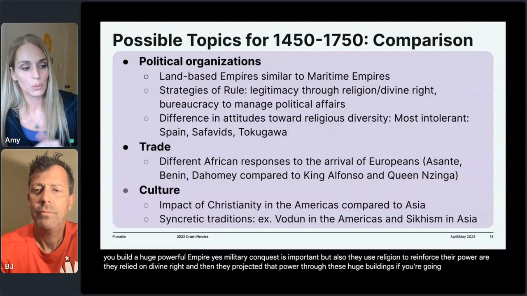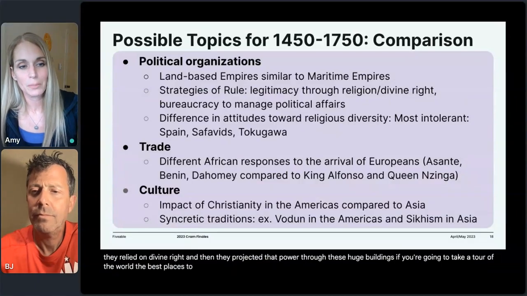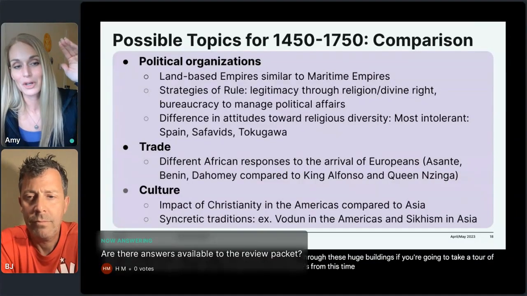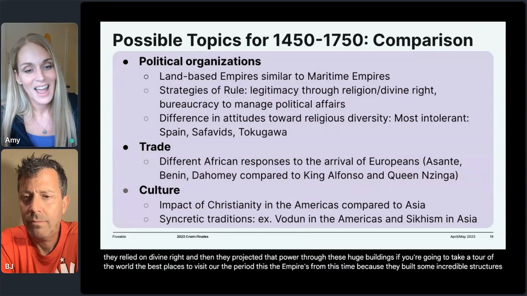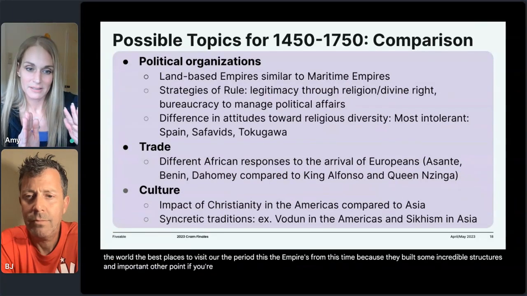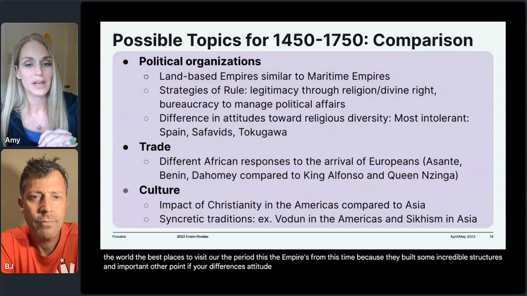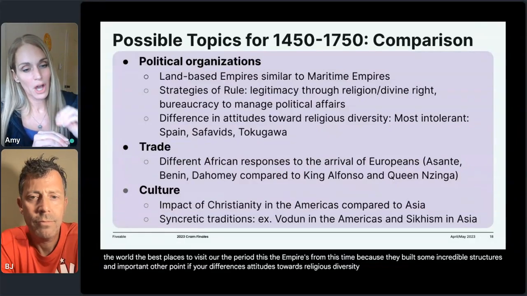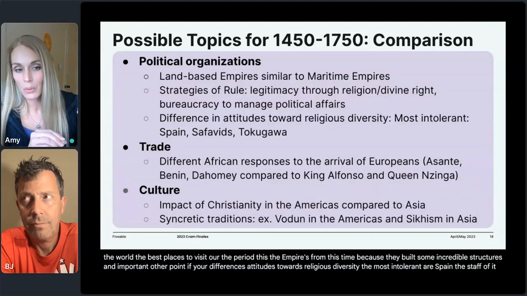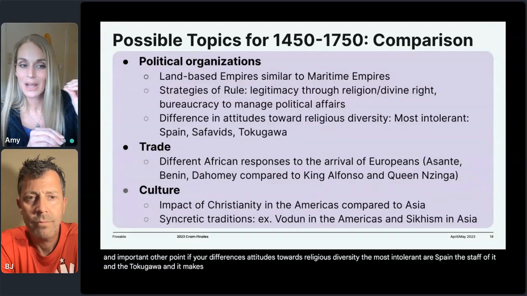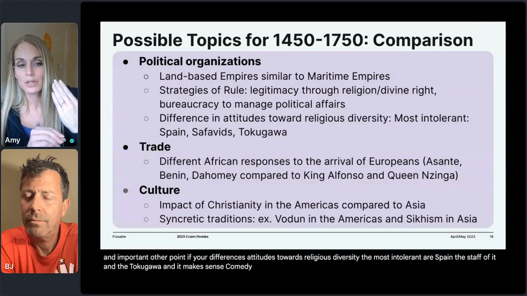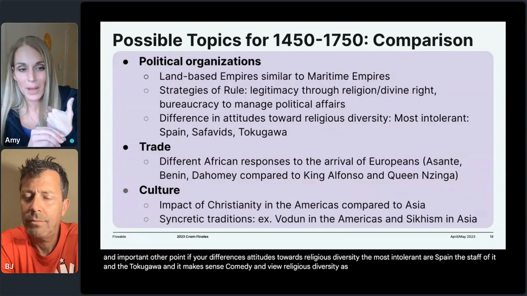If you're going to take a tour of the world, the best places to visit are the empires from this time, because they built some incredible structures. And another important point of difference is attitudes toward religious diversity. The most intolerant are Spain, the Safavids, and the Tokugawa. And it makes sense. They rely on religious uniformity and view religious diversity as a threat to their power.